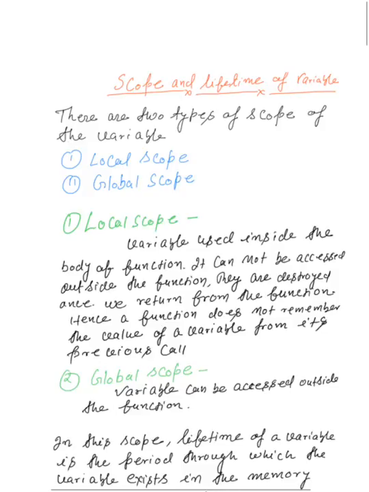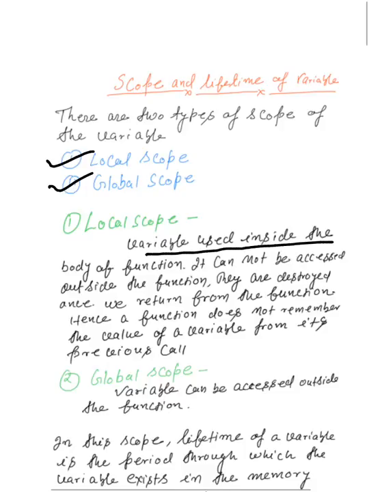So a very simple idea of scope is the accessibility of the variable. Either you can access that variable throughout the program or only in a limited portion of that particular program. Here I'll explain these two types of scopes. Number one is the local scope and number two is the global scope. First we'll discuss the local scope.